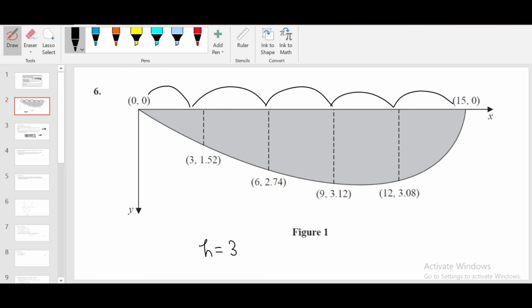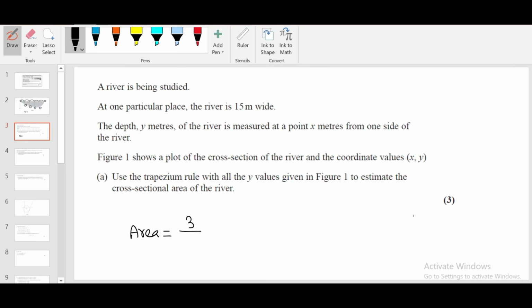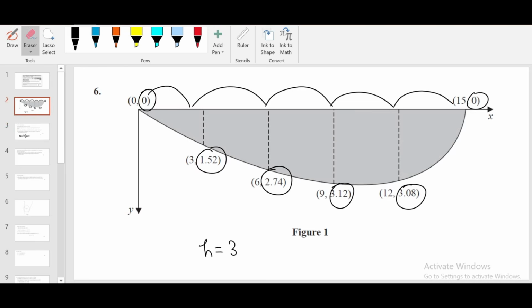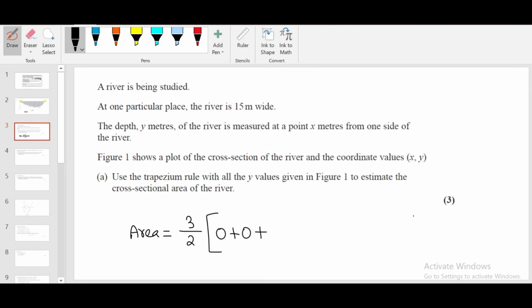Okay. And then the corresponding y values are given. You have 0 here. So you don't need table. You can take all these values. So the trapezium rule is very simple. To find the area is equal to h over 2 times the first y value plus the last y value. Look at the figure. The first and last y value is 0 and 0. And then plus 2 times sum of the rest of the y values.